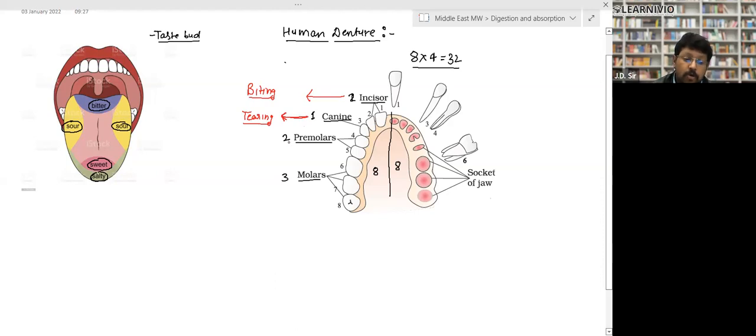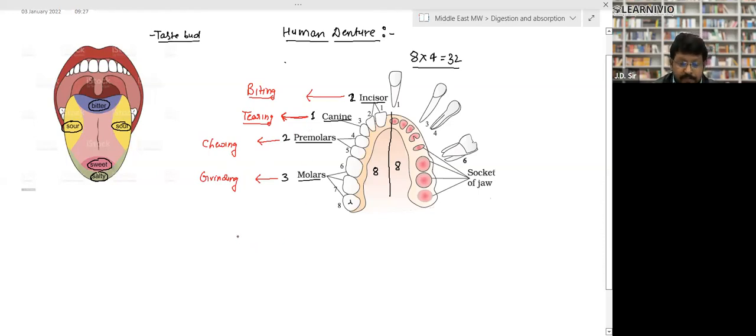So this is found in all those animals which are carnivore. Premolar is responsible for chewing, right? So these are developed in those animals which chew properly. Molars are responsible for grinding. So they grind the food, right? So this is the function of these teeth.